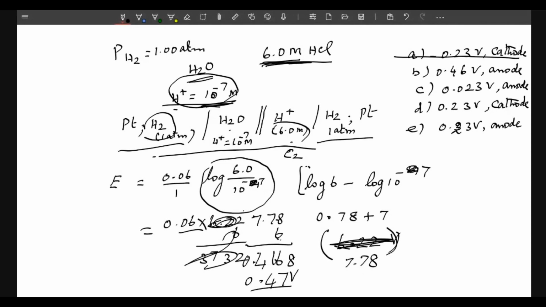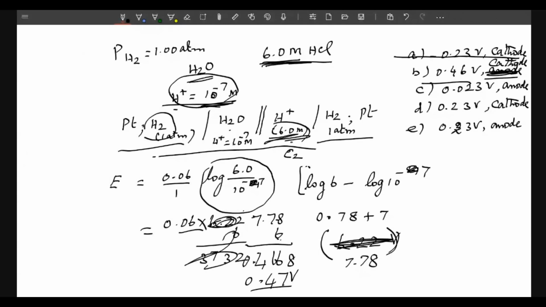The answer is 0.47, it is 0.46, but they indicate it as an anode. Definitely, it is not the anode, it is the cathode. Therefore, you simply change this and mark it as the cathode. Do you follow this? It's a cathode. We can also identify the error if you are well versed in this one.